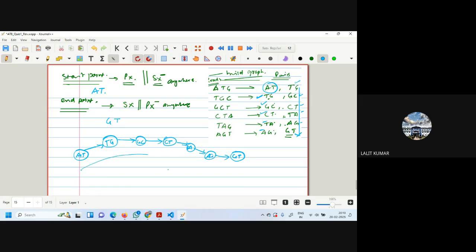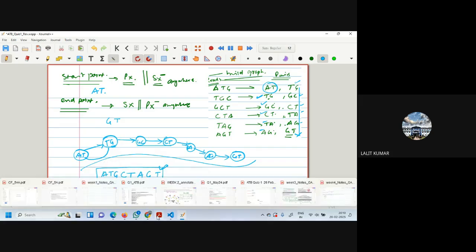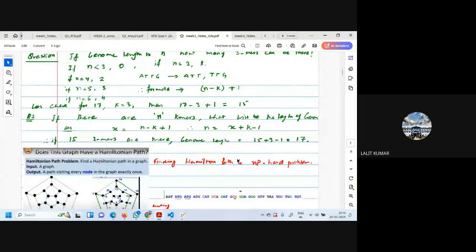Now we have found the path. And how to build the sequence from here? See, here T is common, so this will become ATG. Now here TG and GC, so G is common, so TGC will come from here. GCT, here T will come, from here A will come, here G will come, and T will come. This is how we build the sequence. So this is one example of how we do that. And this is the graph, the terminology of which I will cover later. So this is the basic working concept.